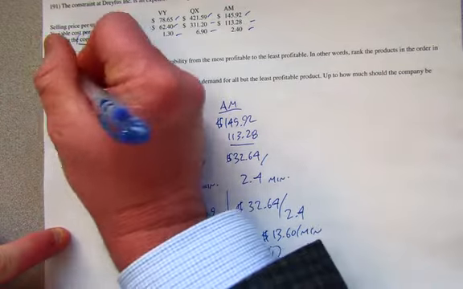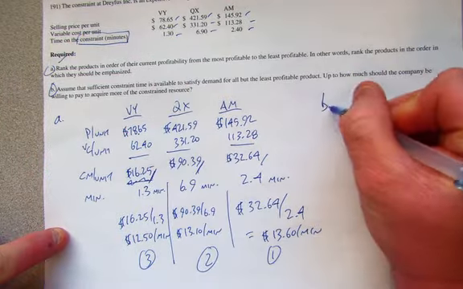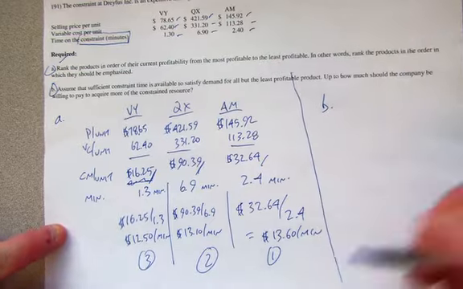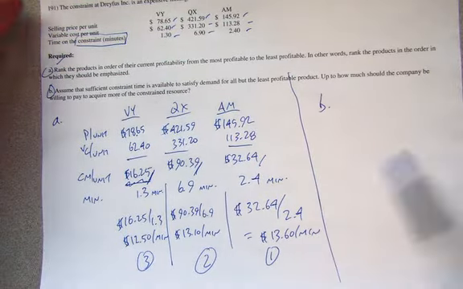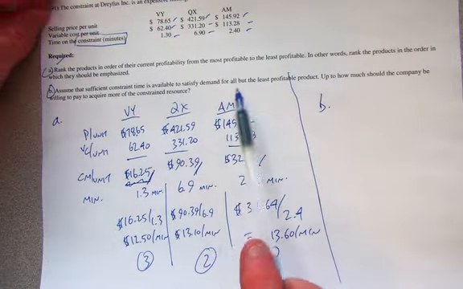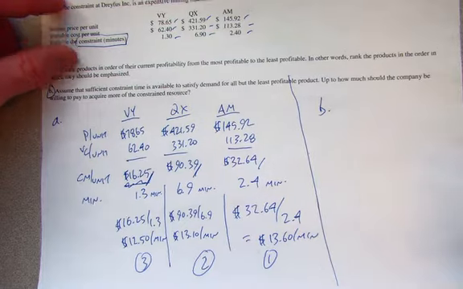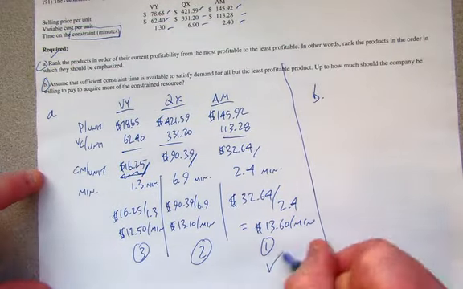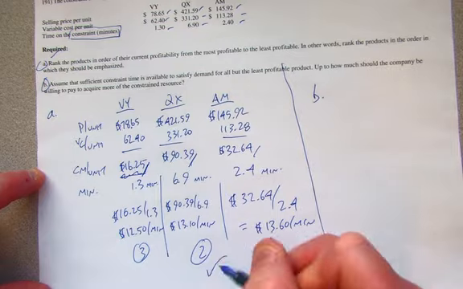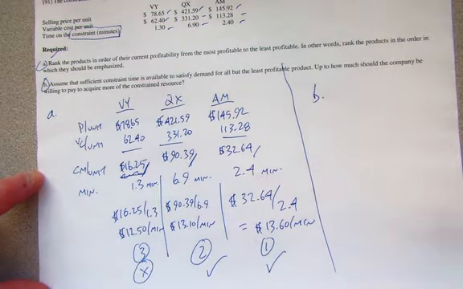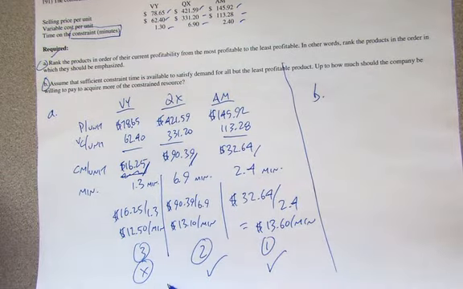B, so we've taken care of A. B is getting at this. And it's basically saying, assume that we have enough time on the machine to satisfy demand for all but the least profitable product. So that means we are able to make all of these and all of these. But some of these we will be unable to make.